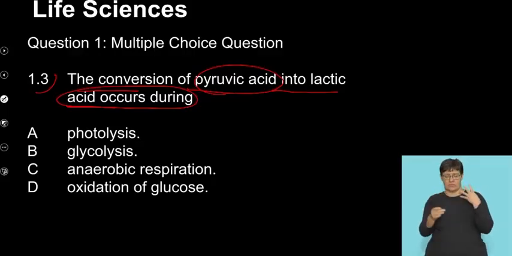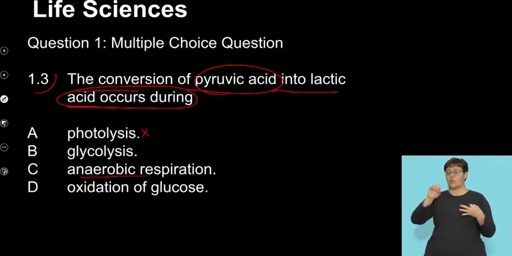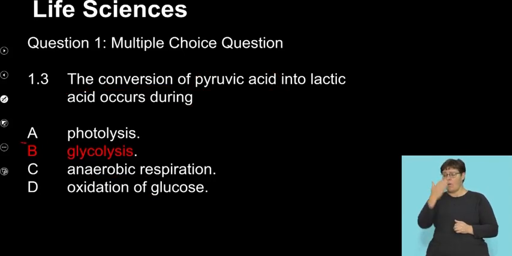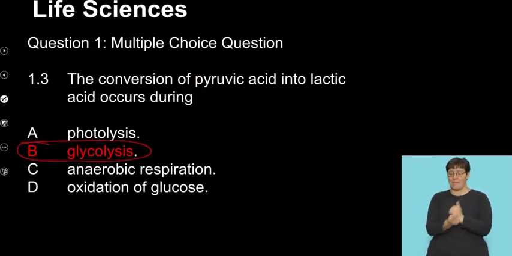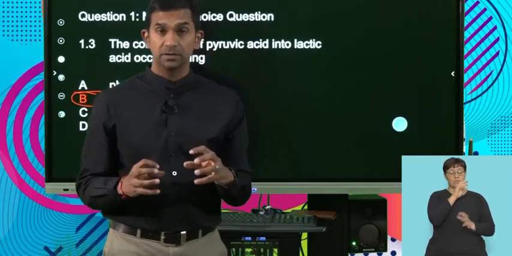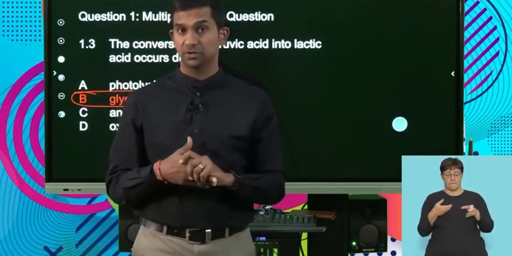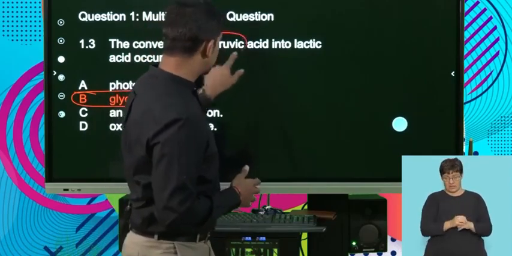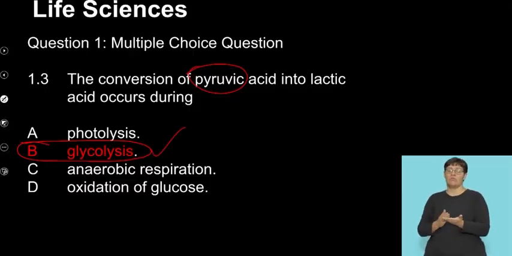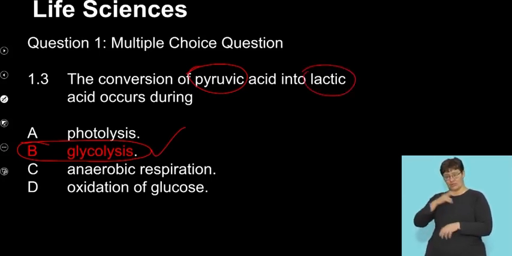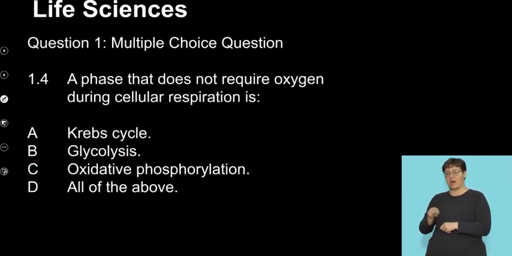Does it occur during photolysis, or glycolysis, or anaerobic respiration, or oxidation of glucose? So guys, it's important that we know that this reaction happens during glycolysis. So when glucose is broken up, it's broken up into 2 pyruvic acid molecules. That is the process that occurs during glycolysis, and that gives you, in anaerobic respiration, lactic acid. So the answer there was B.